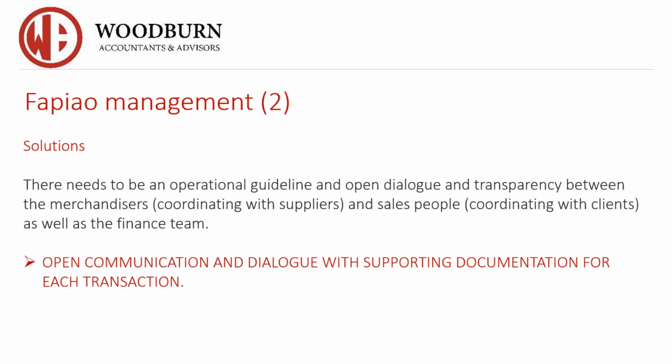Solutions are basically, again, having operational guidelines and open dialogue and transparency between merchandisers who are coordinating with suppliers and salespeople who are coordinating with customers, as well as the finance team. And there has to be an operational guideline as to who has the responsibility within your organization to obtain the Fapiaos or issue the Fapiaos, okay? Is it the finance team? Is it going to be the merchandisers? Is it going to be the salespeople? There has to be a guideline on that, okay?